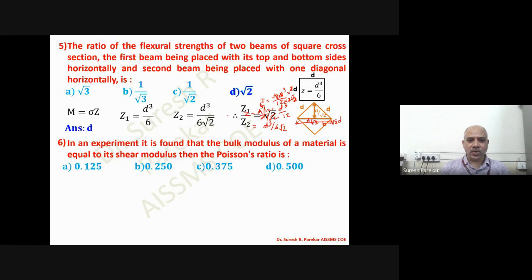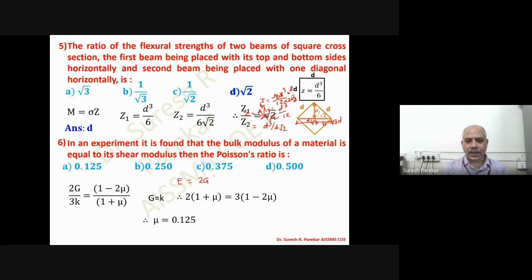Then the Poisson's ratio is. So we know we have the value of E equal to 2G in bracket 1 plus mu. And that is equal to 3K in bracket 1 minus 2 mu. So E we have in terms of G and in terms of K. And then by rearranging the terms, we are going to get the value of mu as 0.125, which is option A.